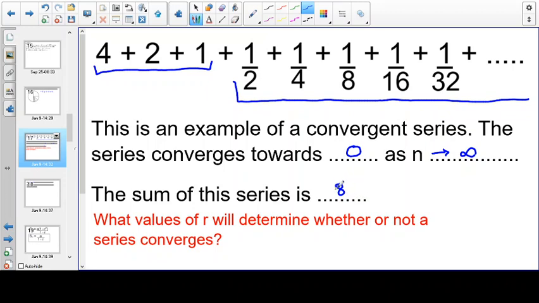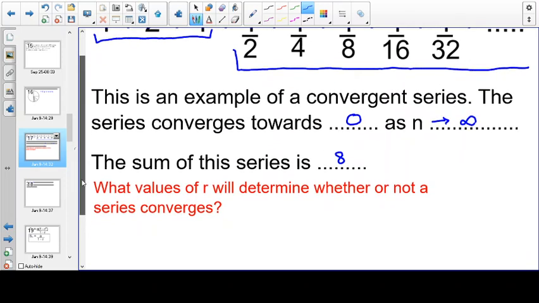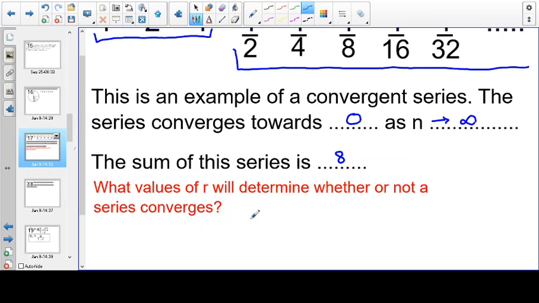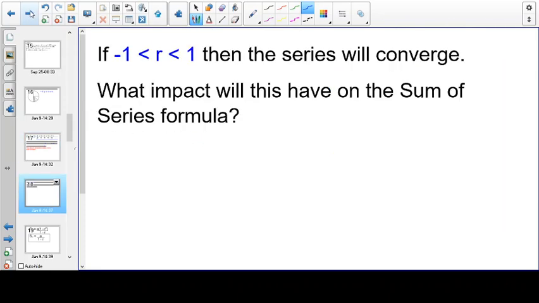Now, remember, this is only for a convergent series. So the question is, what value of r will determine whether or not the series is convergent? Well, in this case, r is a half, but r doesn't have to be a half. What does r have to be? Well, it just has to be small. What do I mean by small? Between -1 and 1. Okay, it can be negative.